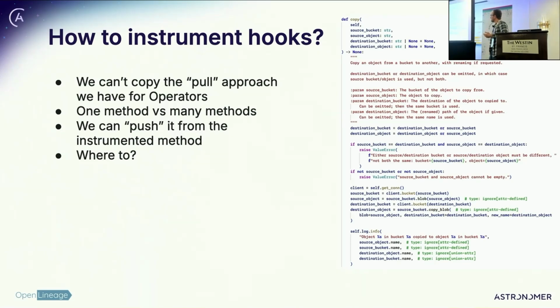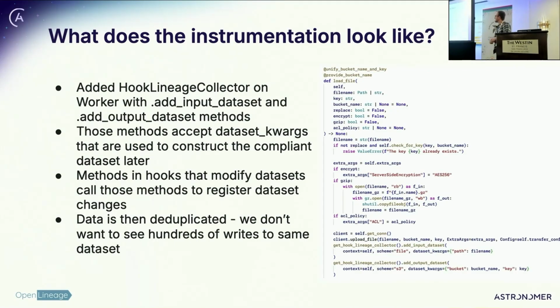But what we can do is push it from the instrumented method. What we've done is added a hook lineage collector on the worker that has add input dataset and add output dataset methods. Those methods accept some arguments that we can use to construct the compliant dataset later. What it means, I will show in a minute, but you can see the implementation here.